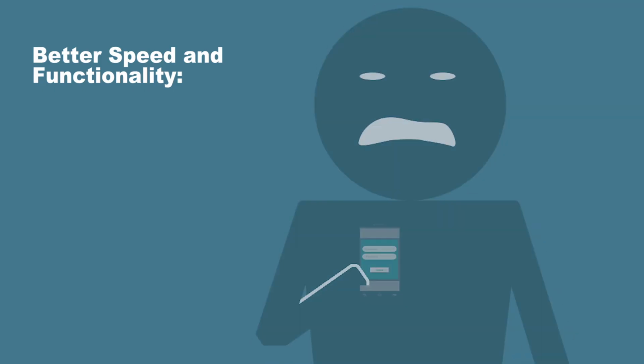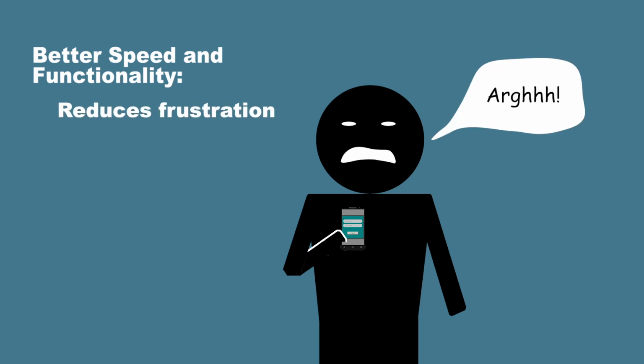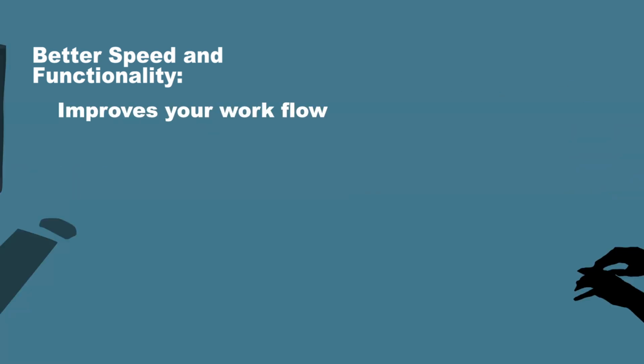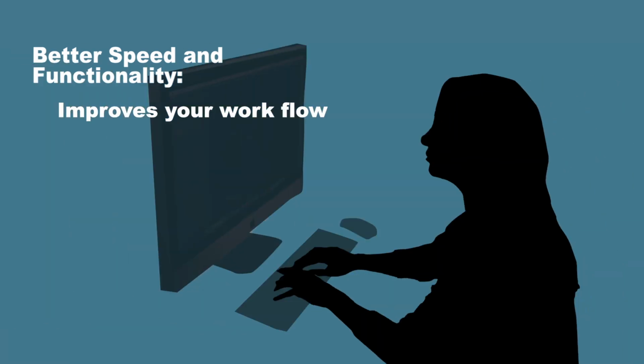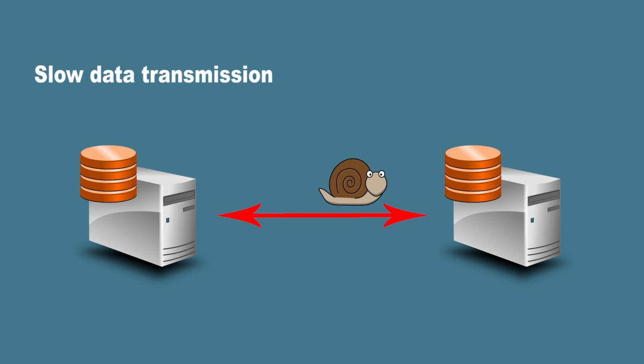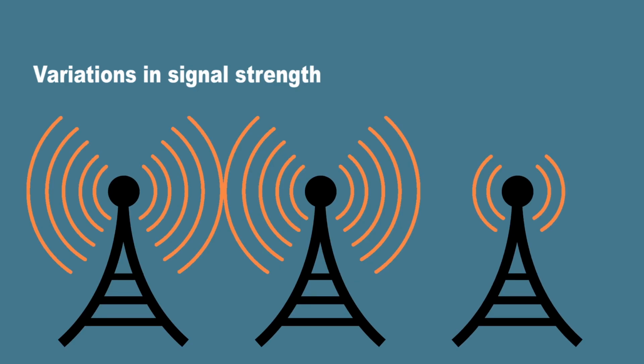Speed and functionality are both important because a faster system with better functionality reduces frustration, lowers barriers to the use for the participant, and improves your workflow when you operate the system. Three challenges related to speed and functionality are slow data transmission speed, system lag, and variations in antenna signal strength or reception.